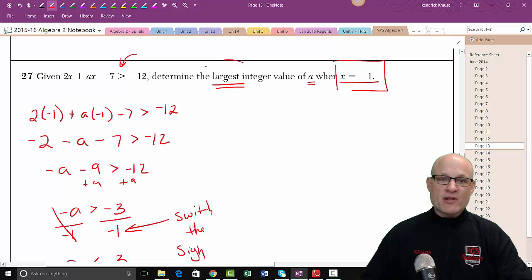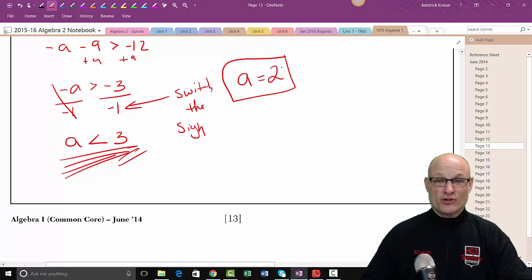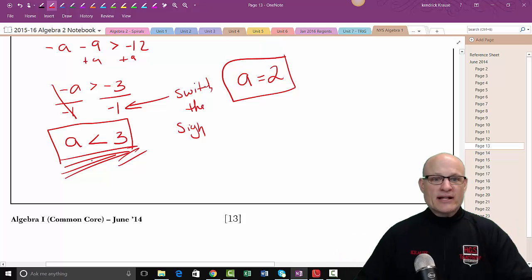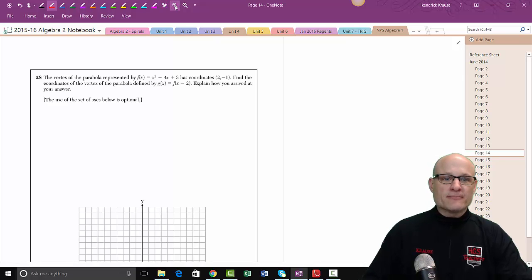It says just name the largest integer. And most kids, when they did that, if they remembered the fact that you had to switch the sign, gave an answer of 3 that year. And the actual answer is A equals 2, the largest integer less than 3. Remember, it's got to be less than 3, not equal to 3. And the largest integer, that means no decimal, that's less than 3 is 2. Tricky question. That was a tough question, not going to lie. Lots of weird stuff going on there.